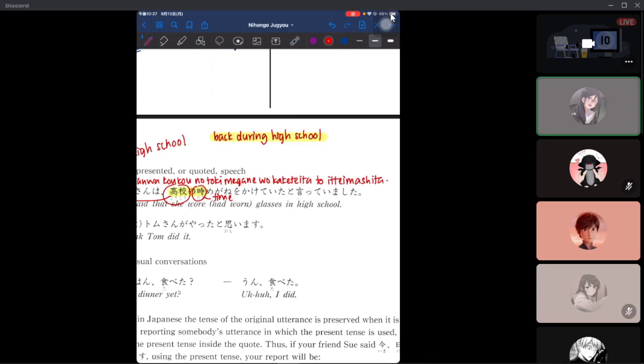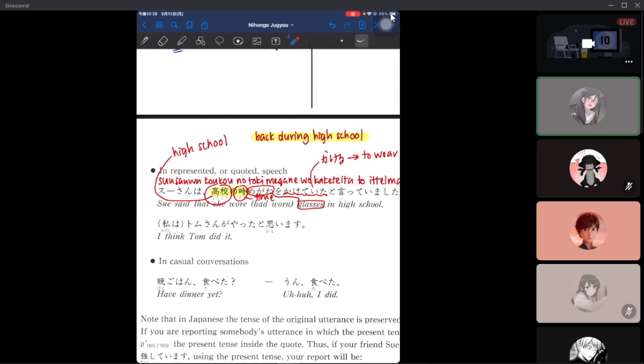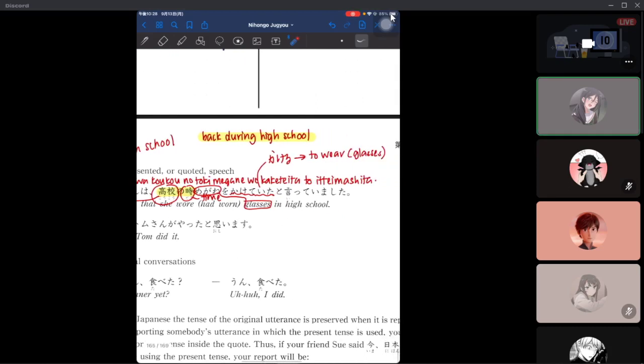高校の時メガネ. メガネ means glasses. をかけていた, this comes from the verb かける, which in this context means to wear, and you usually use it with the noun glasses: メガネをかける. かけていた is past tense, so it says that back then Sue wore glasses, と言っていました.